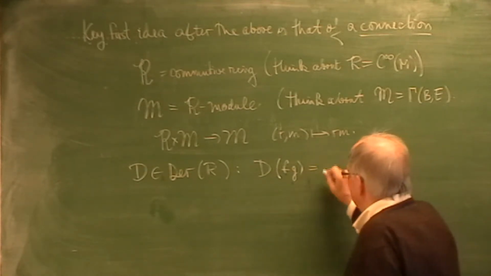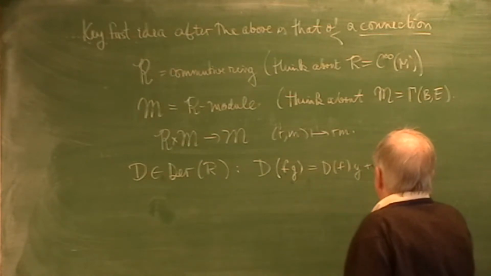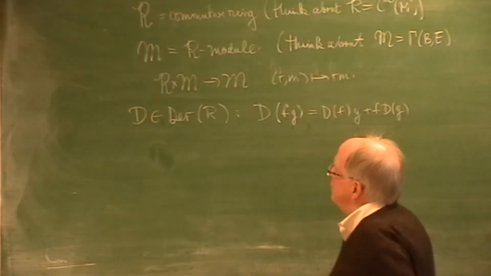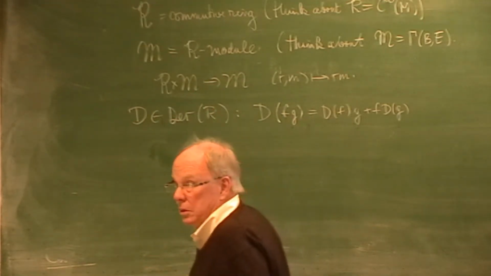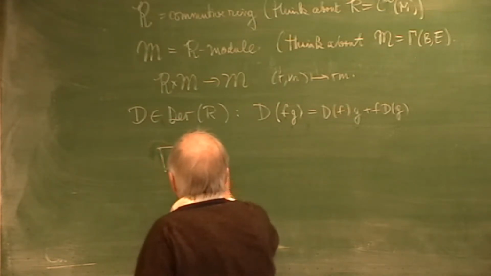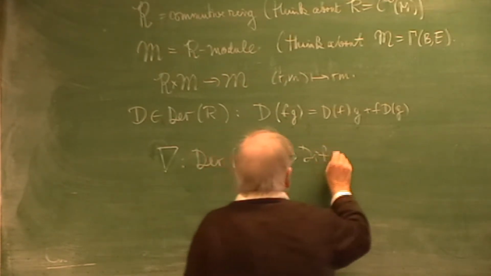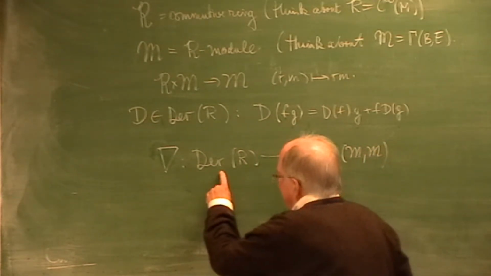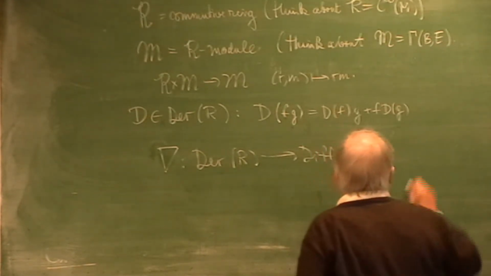Okay, D, I just say, what would Leibniz say? He would say this. Okay, so that's what a derivation is. And now you want to know what goes on at the level of the module. Okay? So a connection takes derivations on the ring into first order differential operators on the module. Basically, derivations on the module. You know how to take derivatives on the ring. You want to know how to take derivatives on the module. Right? This should be an R linear map.